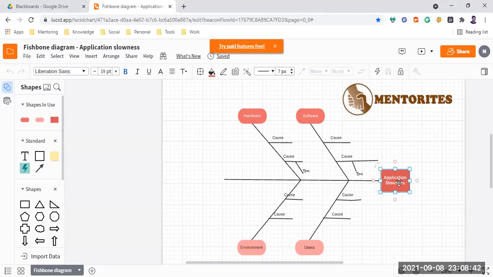So for example, let's say users are complaining that there is slowness in your application. Now you draw the spine. You put the problem here, and then you draw the diagonal lines out of the spine. What are the potential reasons for this slowness? You brainstorm and come up with, okay, it could be an issue related to hardware, or related to the software or the program that you've created. It could be related to the environment, or related to the users. Then for each of these, you write what the causes are.